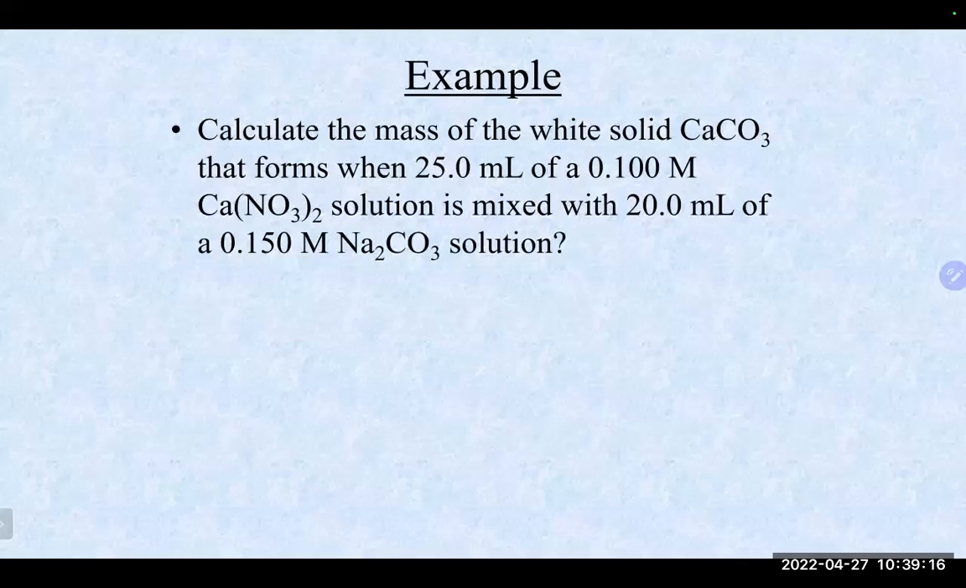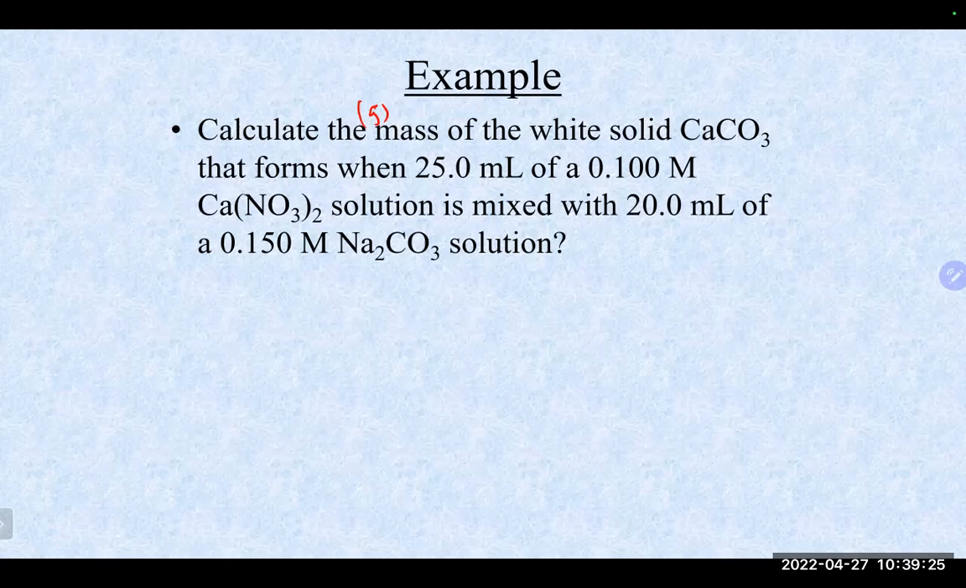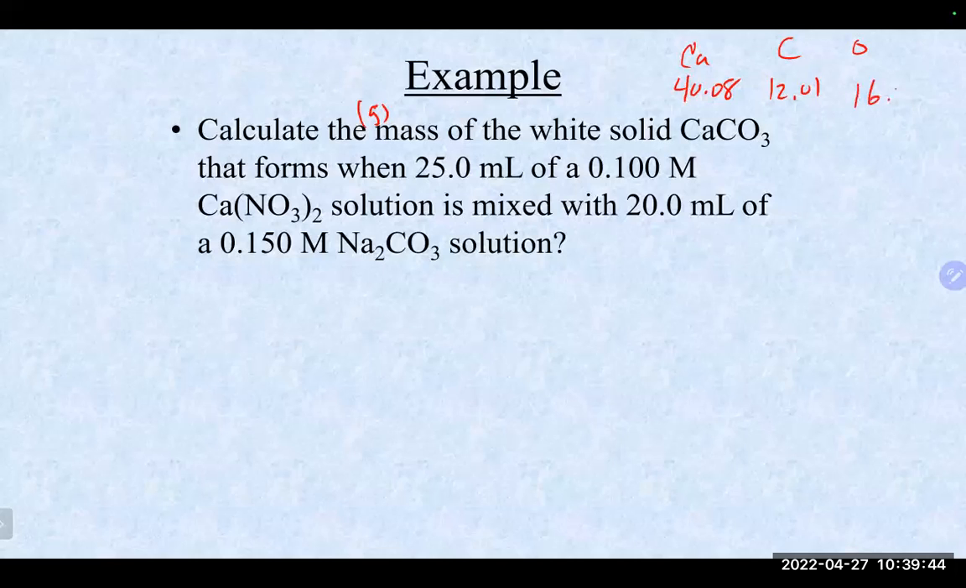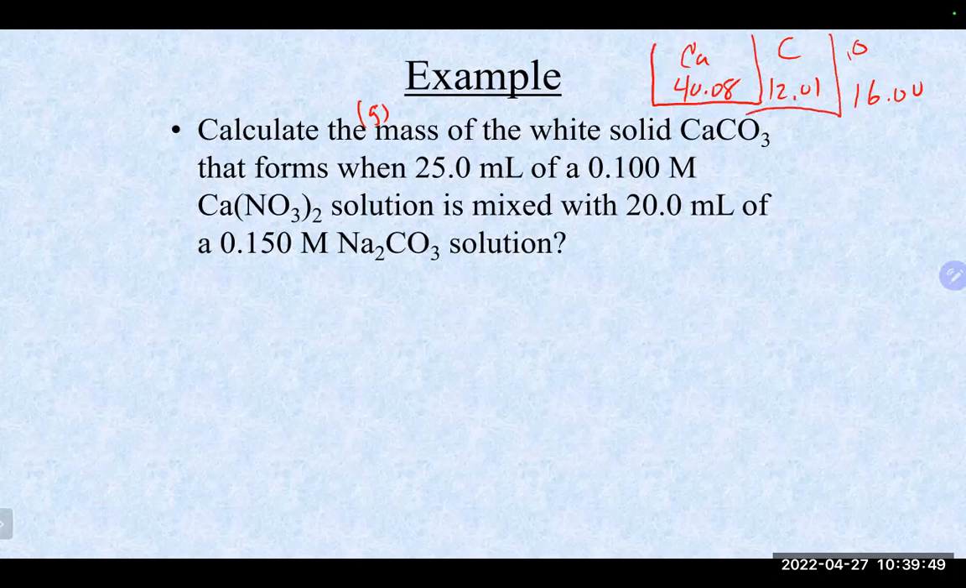We're looking for the mass. So we're looking for the grams of white solid calcium carbonate that forms when you mix 25 milliliters of 0.1 molar calcium nitrate with 20 milliliters of 0.15 molar sodium carbonate. Some numbers that might be helpful here: calcium 40.08, carbon 12.01, oxygen 16. All right, take a few moments here. Again, follow those 4 steps.